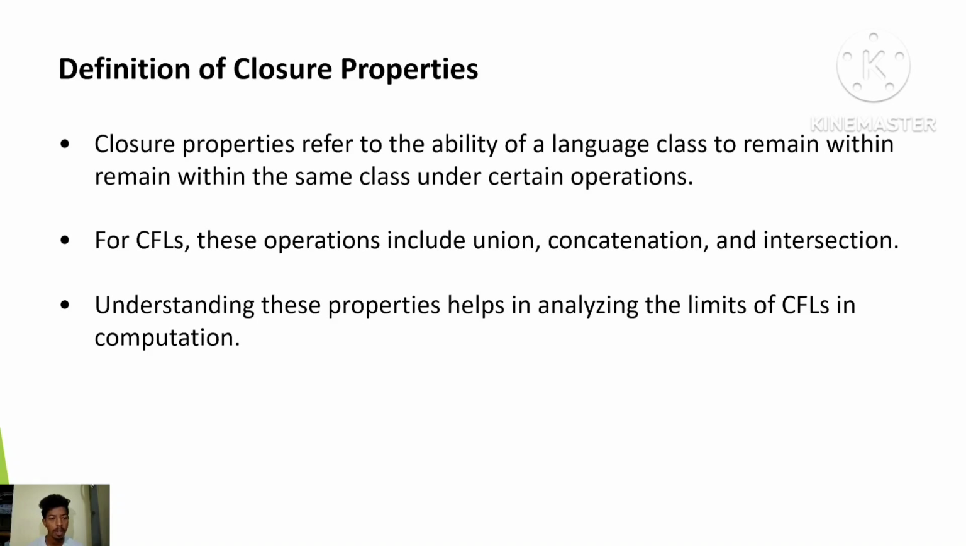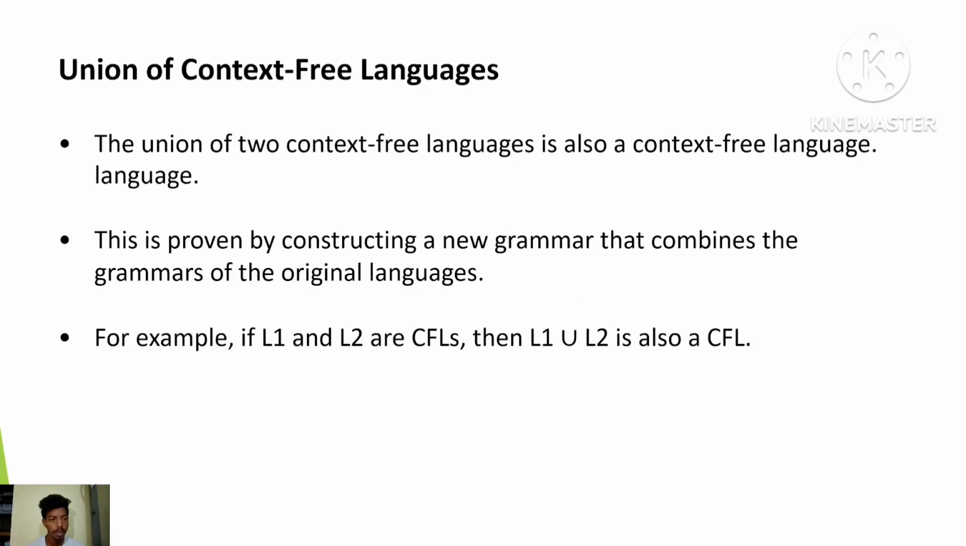Definition of closure property. Closure property refers to the ability of language classes to remain within the same class under certain operations. For CFL, these operations include union, concatenation, and intersection. Understanding these properties helps in analyzing the limits of CFL in computation.